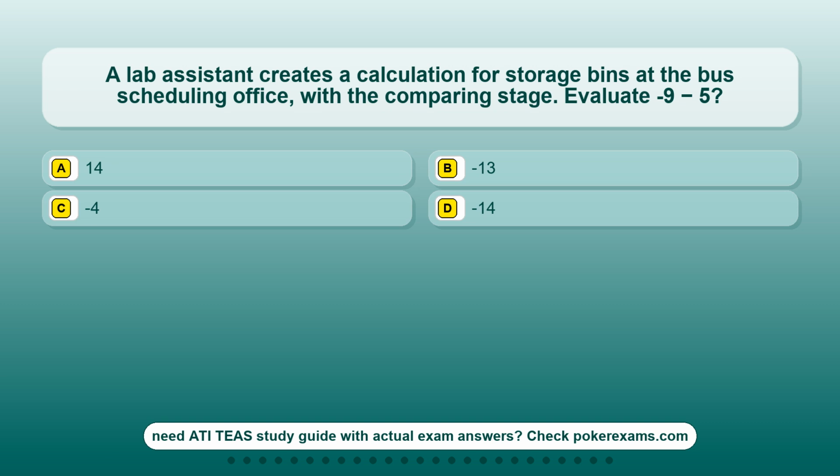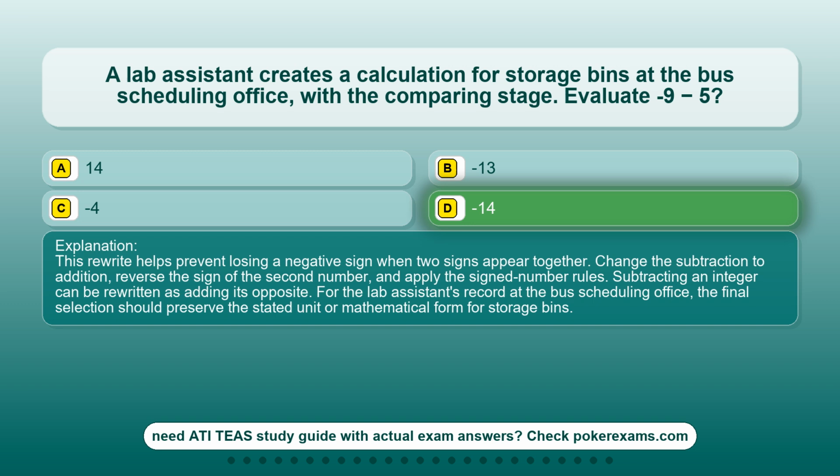A lab assistant creates a calculation for storage bins at the bus scheduling office, with the comparing stage. Evaluate -9 -5? Option A, 14. Option B, -13. Option C, -4. Option D, -14. The correct answer is option D, -14.